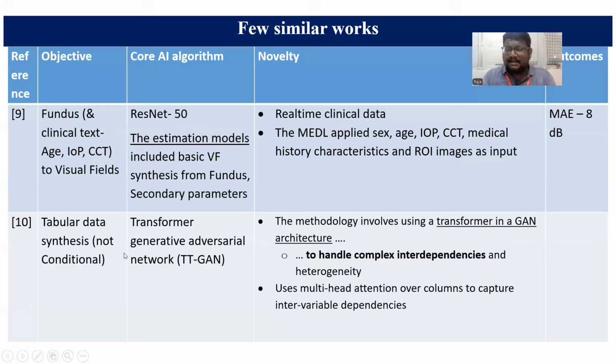Coming to the second paper, it is a little different. It is not a conditional GAN, that is, paired data is not being synthesized. In a conditional setup, paired data is used to train the generative AI, where one data is given and a second data is synthesized. This one is not conditional. The first one we discussed, and the very objective of our work, is also a conditional generative AI, where conditional means the paired data of fundus and visual fields will be used to train the generative AI architecture.